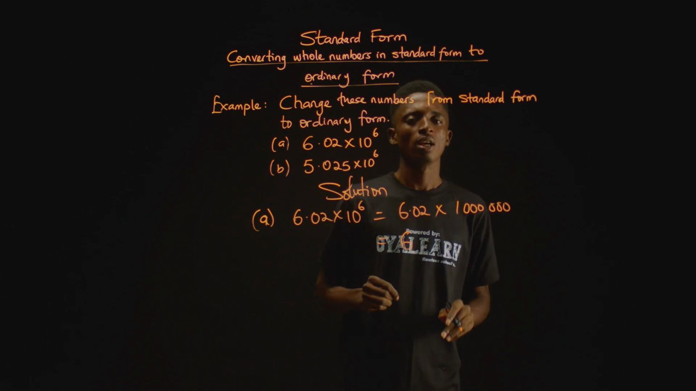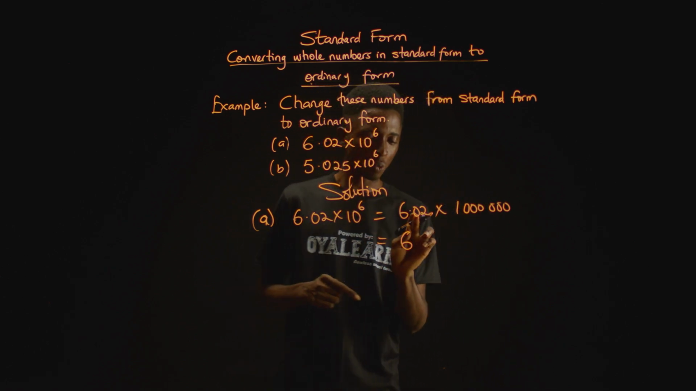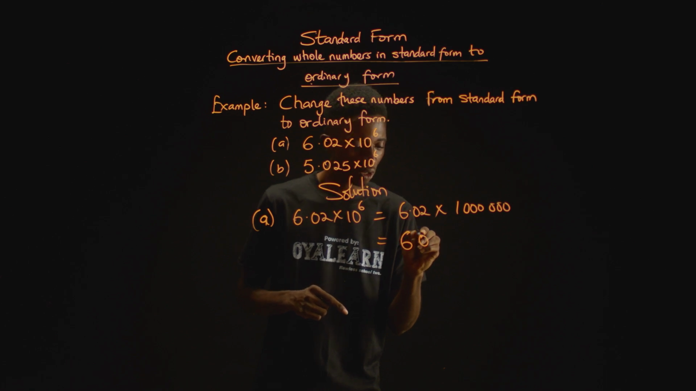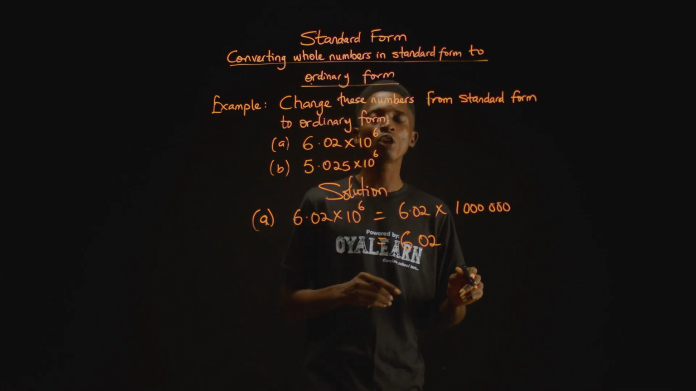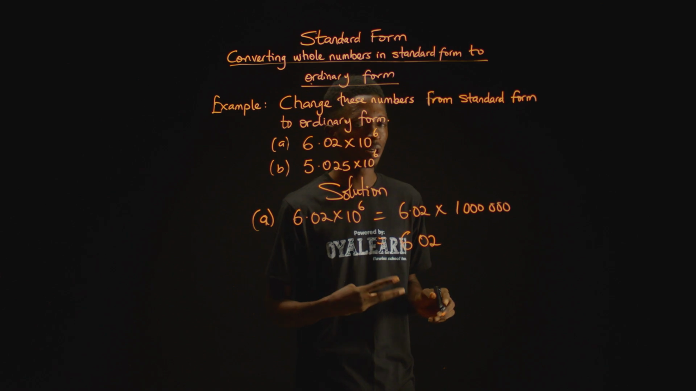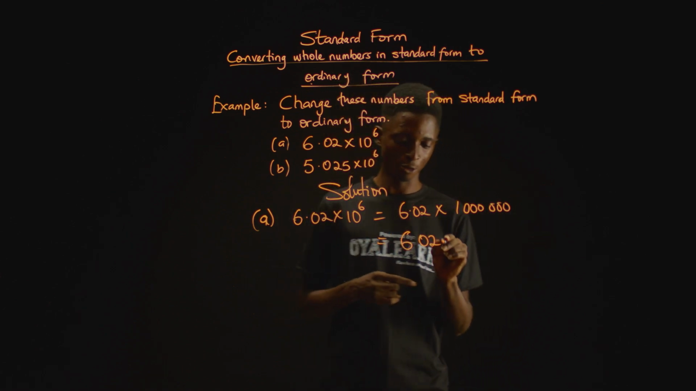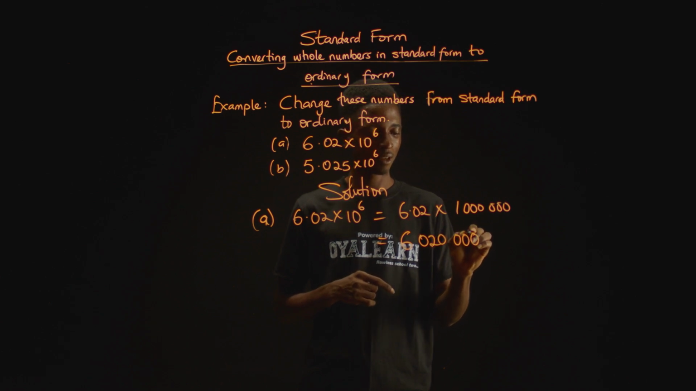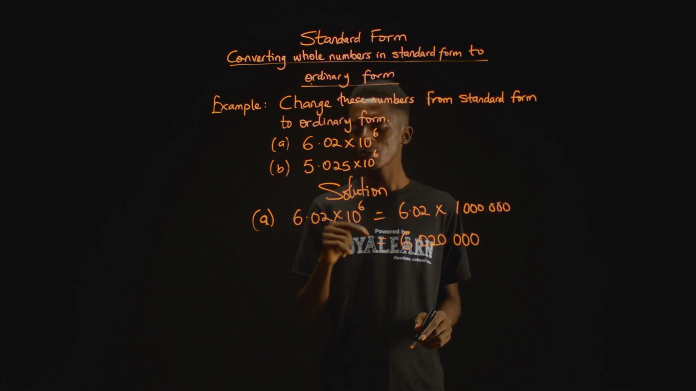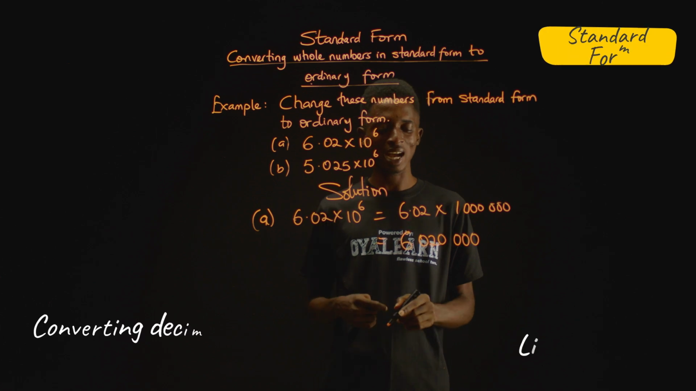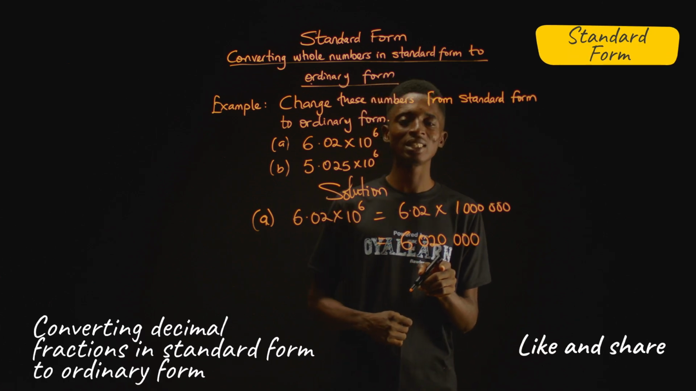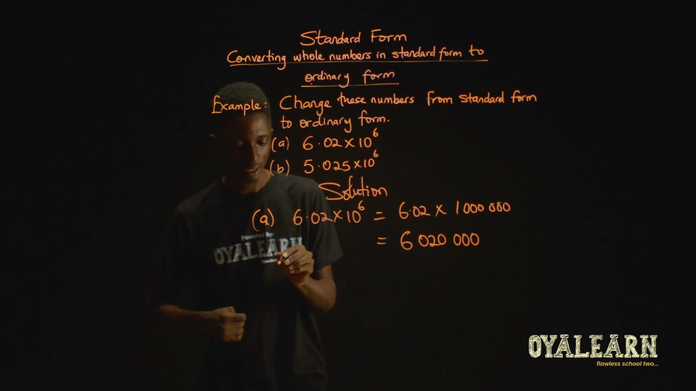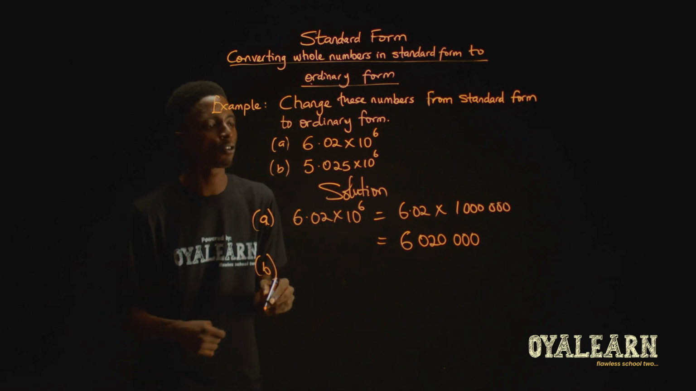Now, to fill up those 6 digits, we already have 0 and 2, leaving us with 4 more spaces to fill, which we will fill up with zeros. So 4 zeros, that's 1, 2, 3, 4, giving us 6.02 times 10 raised to the power 6 as 6,020,000. Now, let's do the same thing for B.